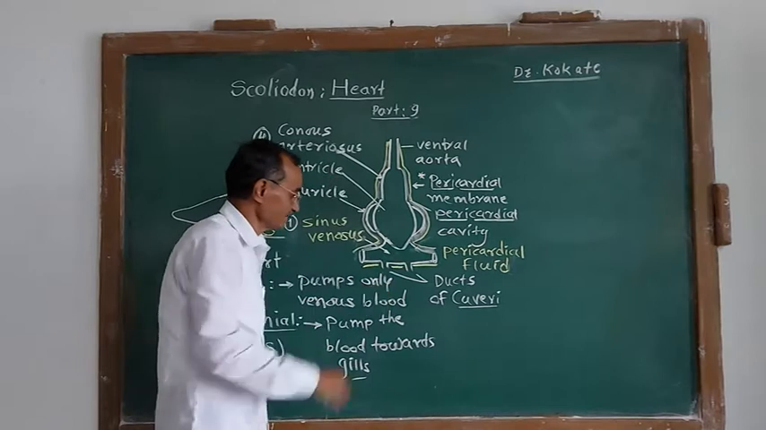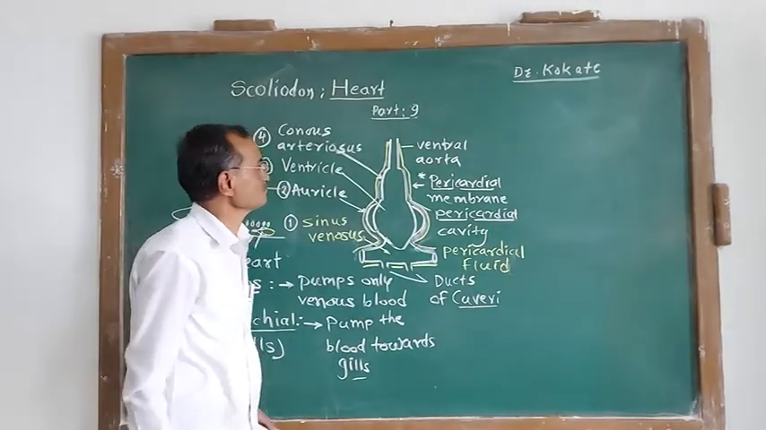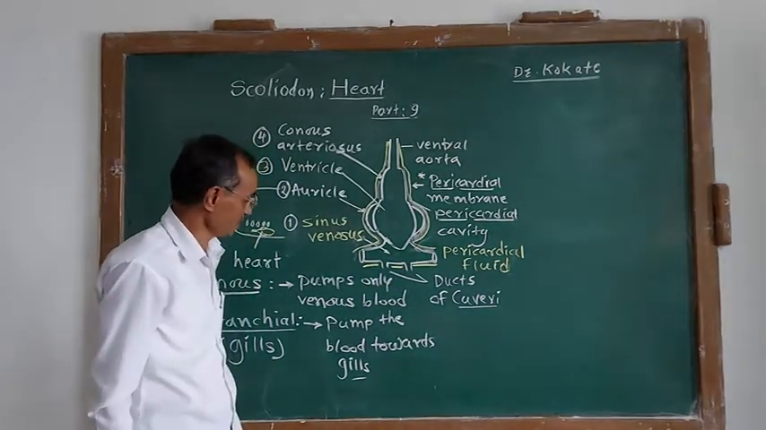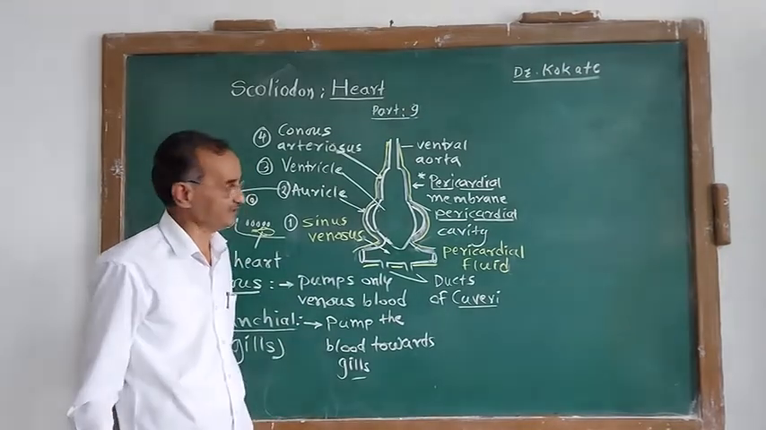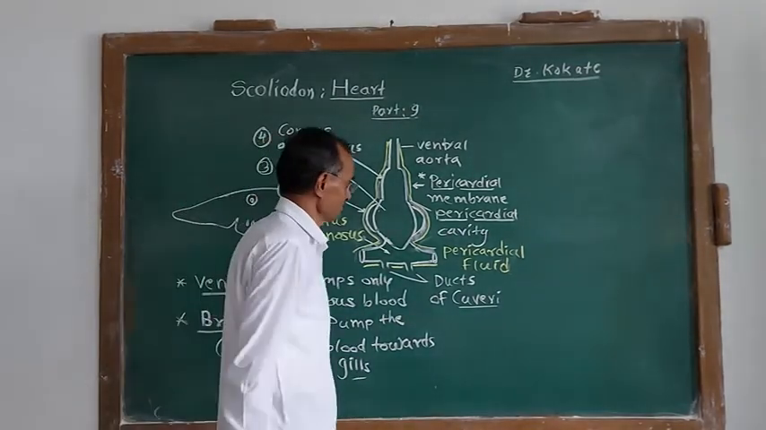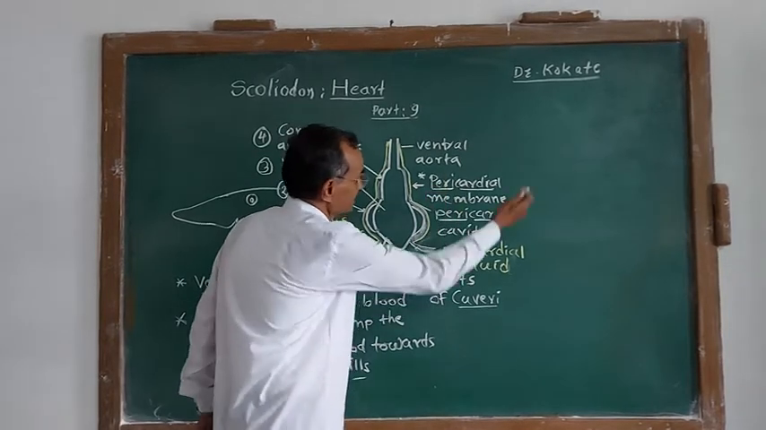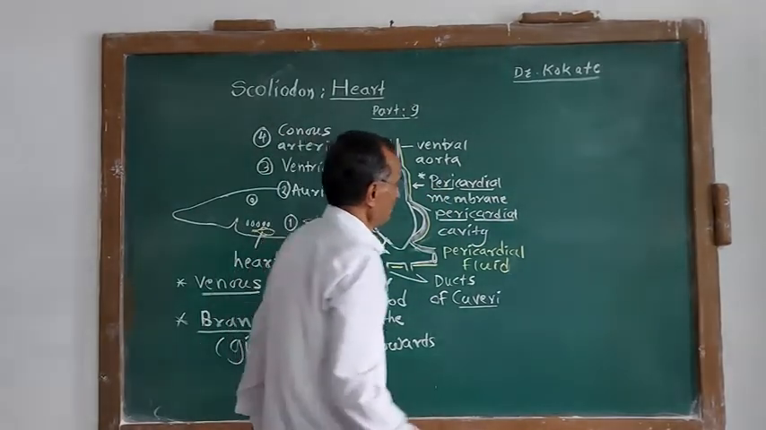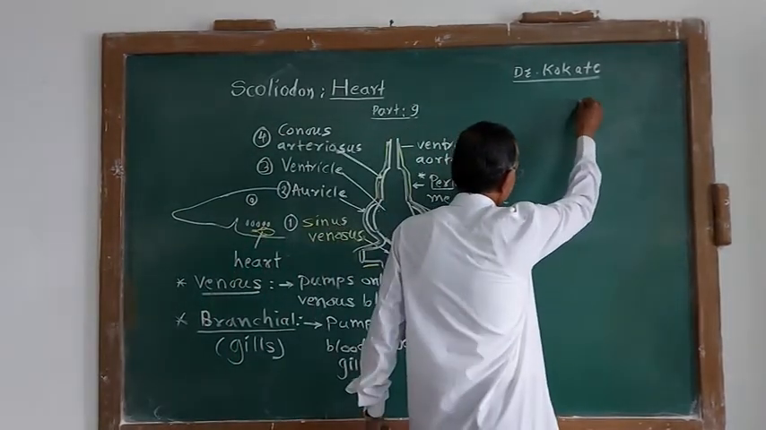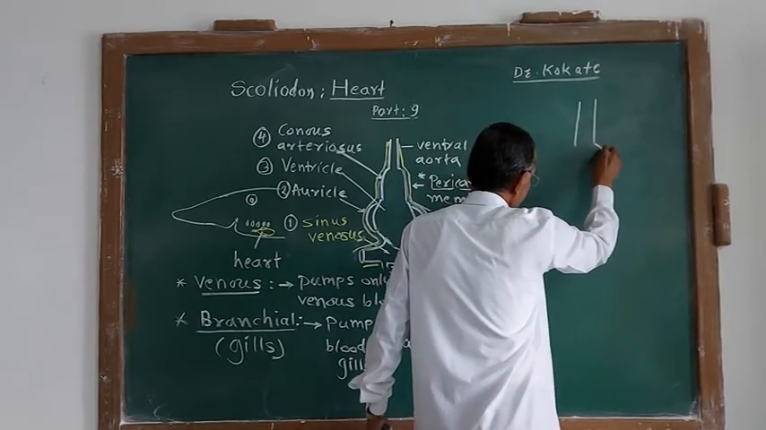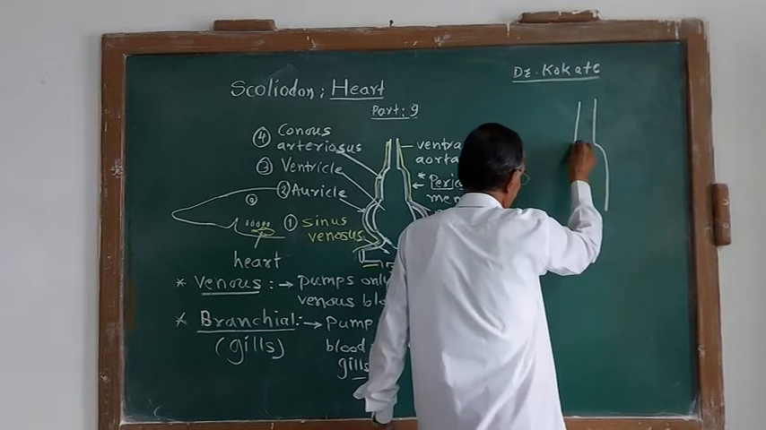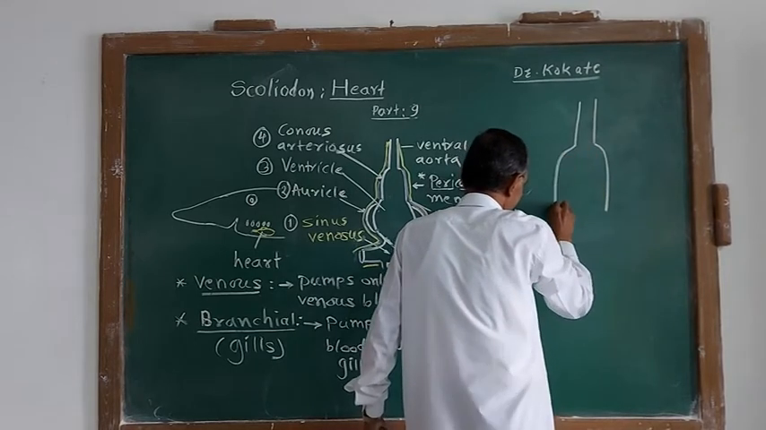So this is the thing that we have to know about. Then we will go further, to how the internal structure of the heart is. I will draw the internal structure at the side of this diagram here. So look here like this. This is the ventral aorta. This is the structure which we know as the conus arteriosus, in a slightly larger diagram.